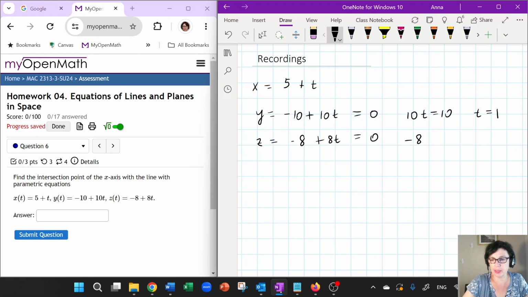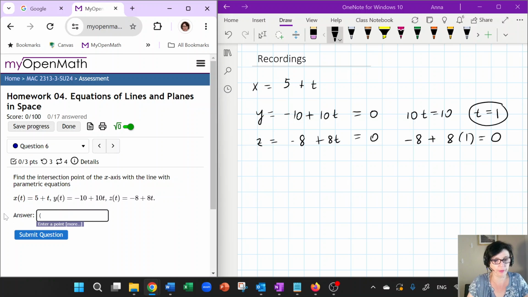Now, plugging that into the last equation, I get that that value of t satisfies the last equation also. So that means that this line does intersect the x-axis. At which point? Well, we just have to plug t equal 1 into the first component, and we get 6. And of course, the other ones are zeros because this is the x-axis.